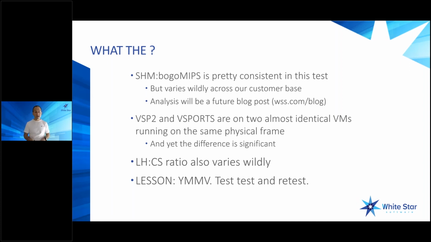I mentioned that VSP2 and vSports, identical VMs, same physical frame, but they had significantly different localhost numbers. I don't know why. And the lesson here I want to really highlight is your mileage will vary. So please test in your environment, right? Test if you're making changes, test if you're migrating to a new hyper-converged or a new VMware farm. If you're doing anything, if you're putting in a new switch in your environment, test before, test after, so you have the data.